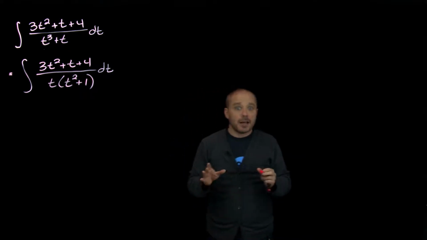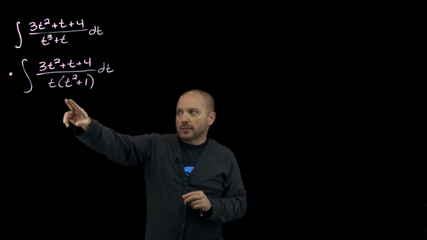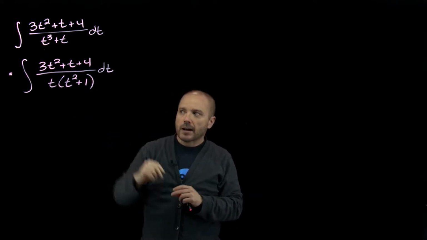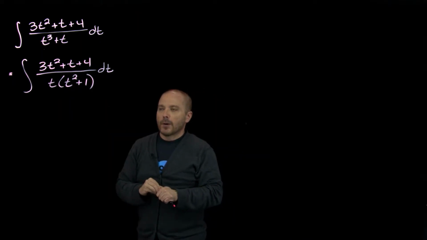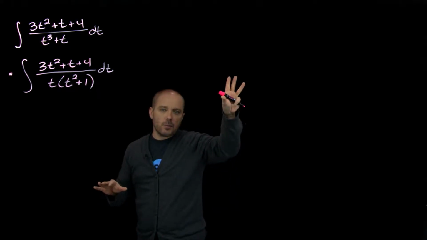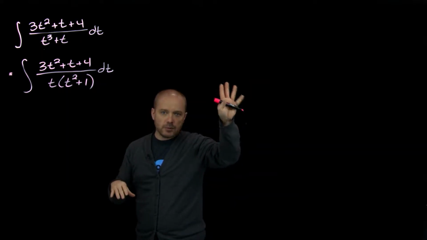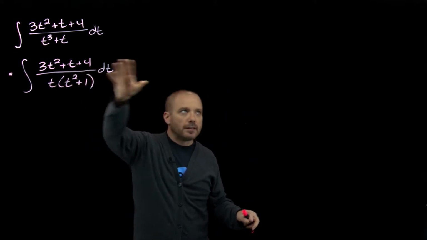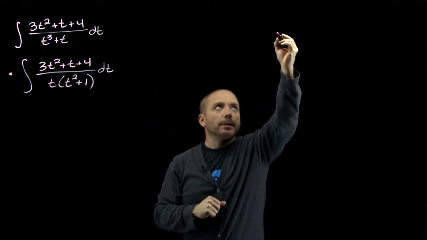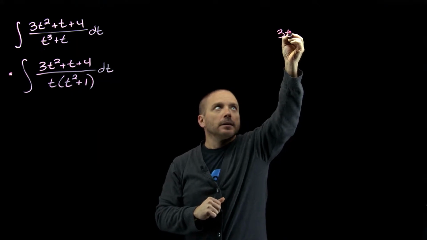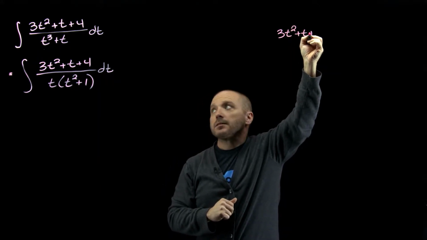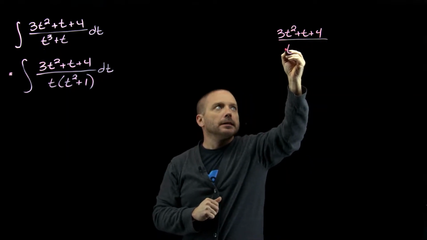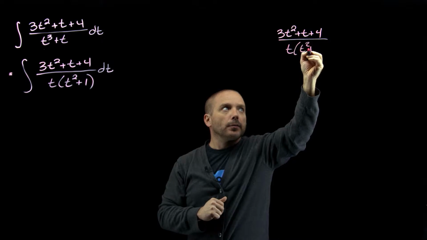So we have a combination. One of our factors is linear non-repeated. We know how to deal with that. But this is new. Quadratic here, irreducible. So again, the only thing that's going to change is how we're going to set up that algebra. After that, we'll continue same as we always have. So let's rewrite this. In our setup here, we've got 3t squared plus t plus 4 over t times t squared plus 1.